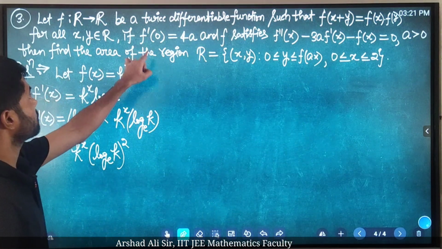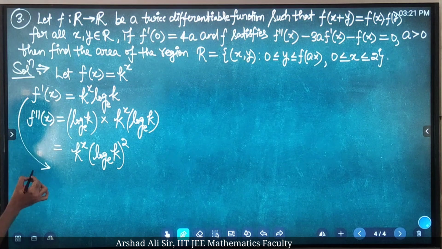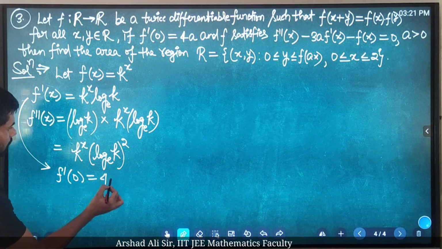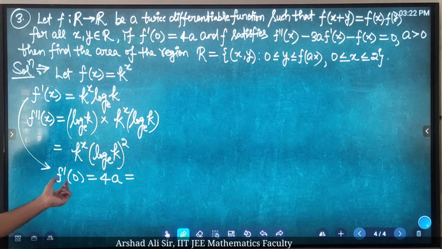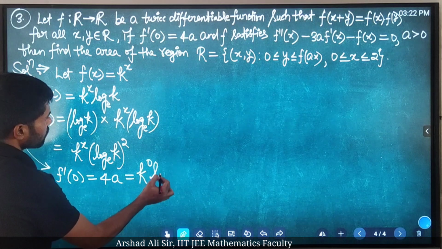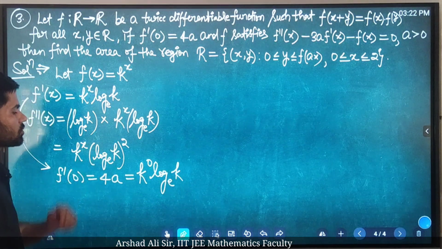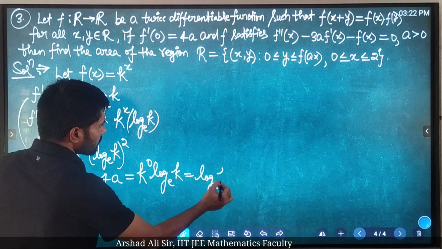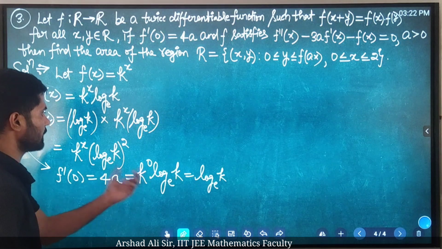So here f dash 0 is equal to 4a. So think about this derivative, f dash of 0 is equal to 4a, right? Now think about what is the value of f dash 0. You have to put 0 here. So k to the power 0 into logarithm e base k. k to the power 0 means 1. So we got here logarithm e base k. Okay student, this one is the value of 4 times a.